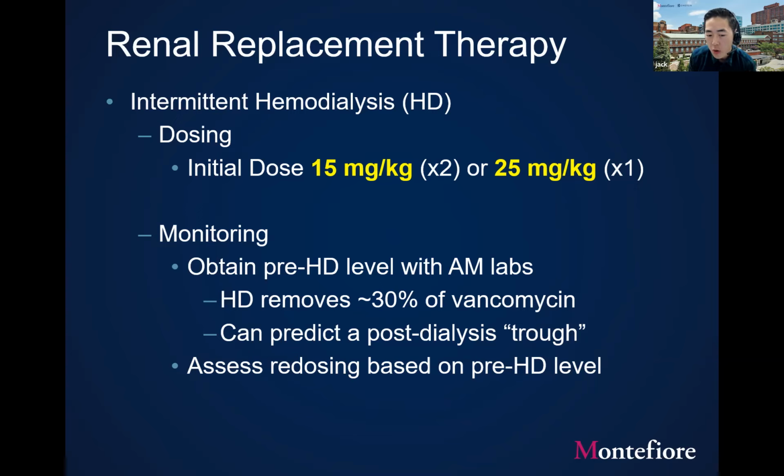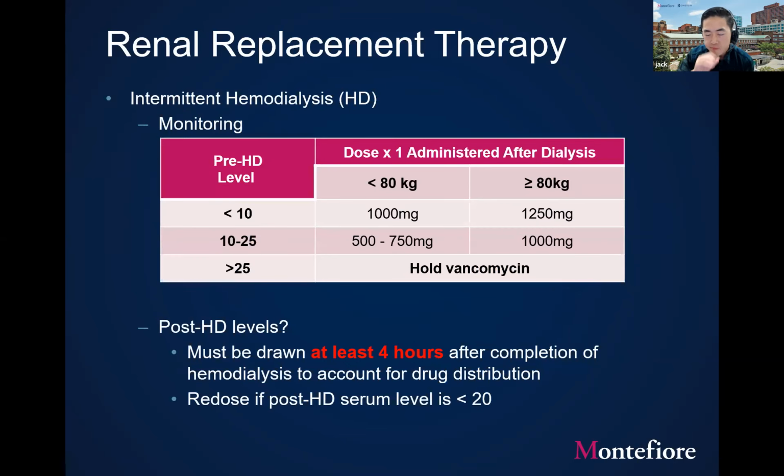HD, for the most part, removes about 30% of Vanco. So if you do some quick math, for example, if your pre-HD level in the morning is like 20, you can almost predict the post-HD level to be like 15 or so, or 14. And then you'll reassess the dosing based on the pre-HD level. So I'll give you some examples.